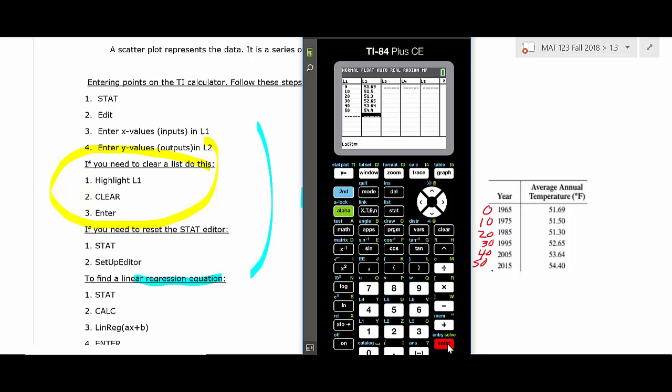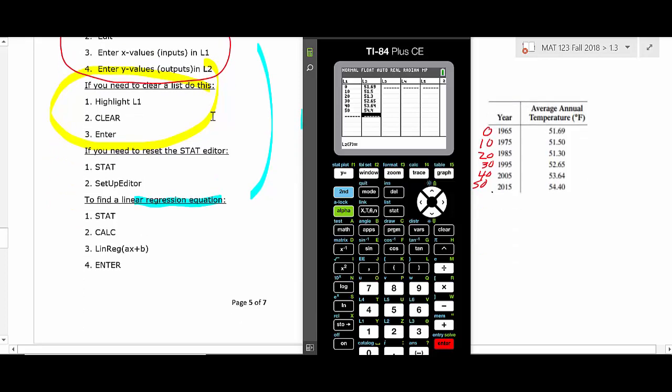So the first thing you got to know is how to put your data in. And what this part right here is telling you is how you put your data in, so your notes will remind you of how to do that. Okay? Now, what we're going to do is find a regression equation. So we're going to do this information right here now. So if you've got your data in, then you're going to do this. Okay? So just do exactly what this says here.